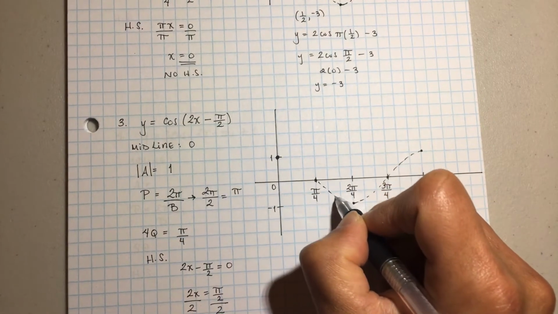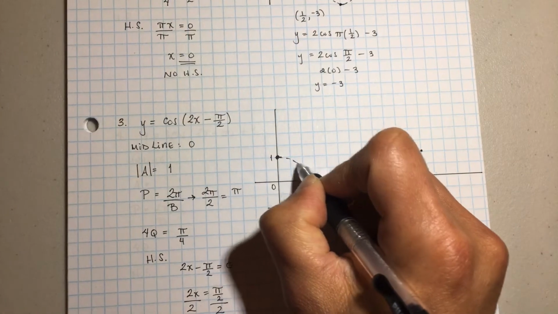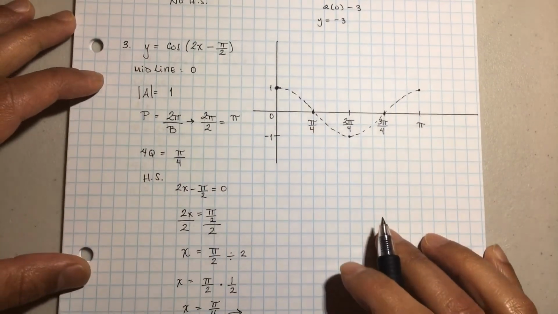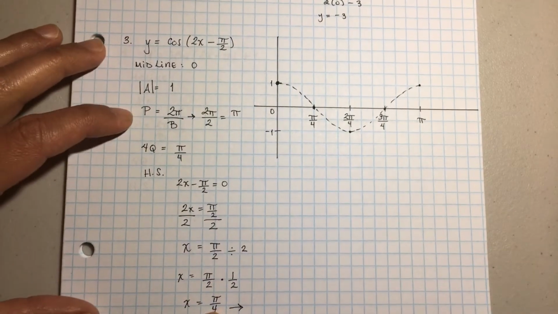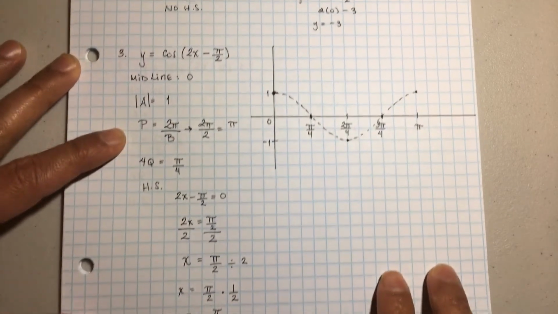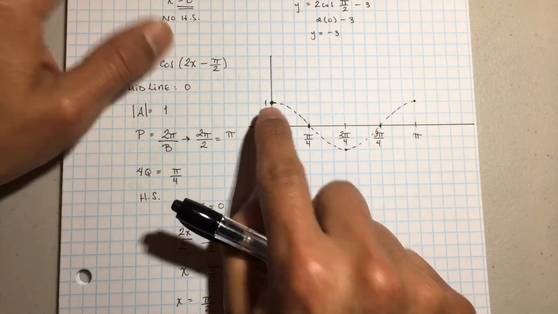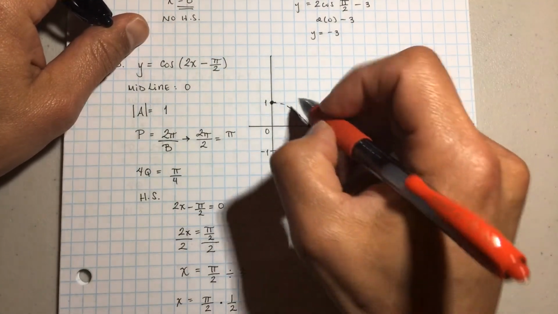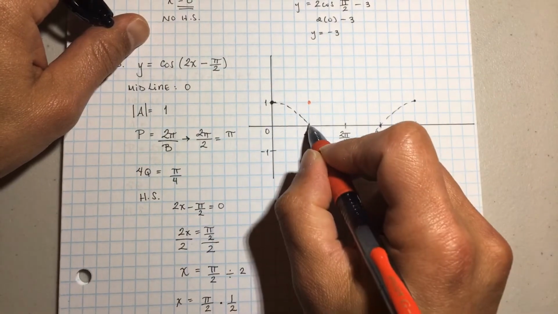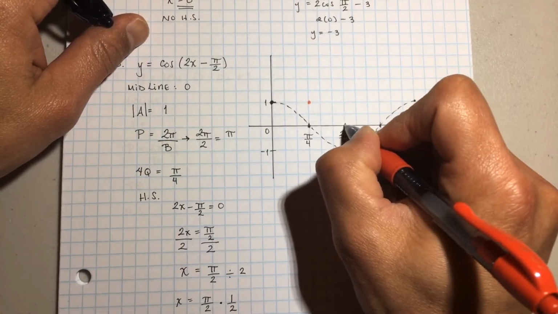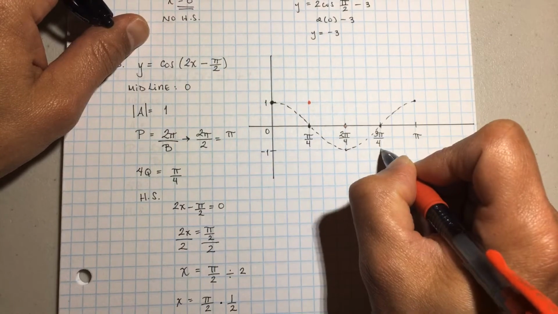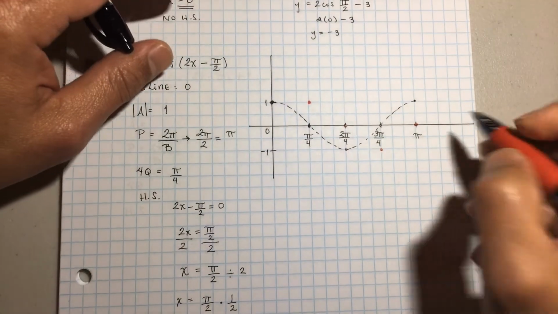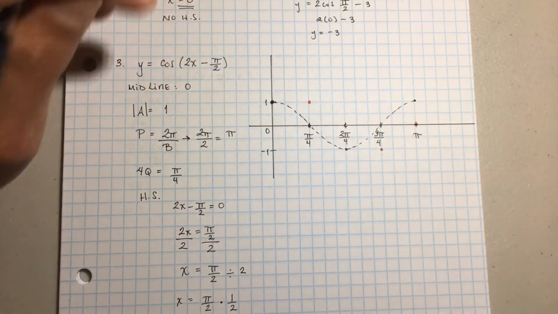Okay, here it is. There you go. There's my graph. The last thing I got to do is my shift. It's pi over 4 units to the right. So this guy is going to move pi over 4 to the right. So this guy is going to go here. This guy is going to go there. This guy is going to go here. This guy is going to go there. And then this guy is going to go over here.